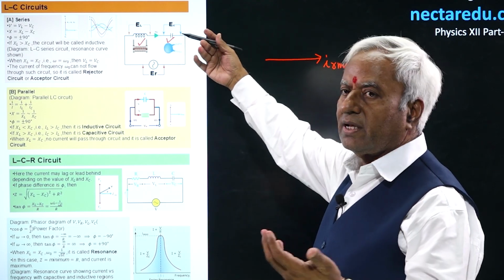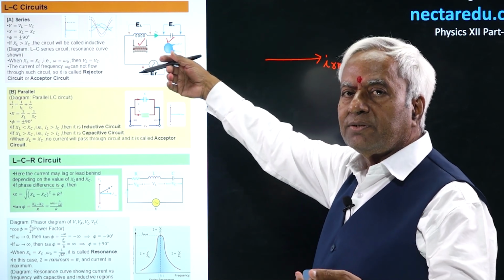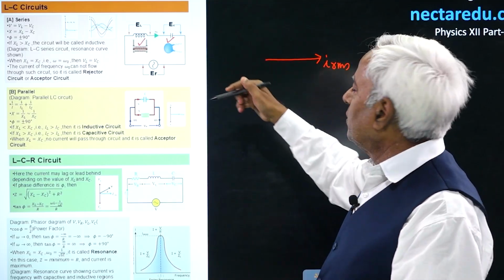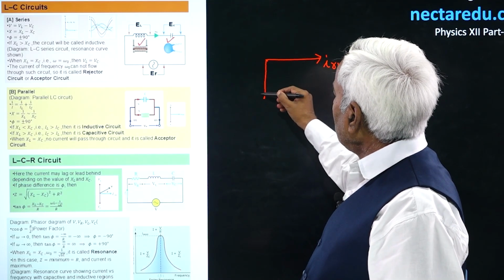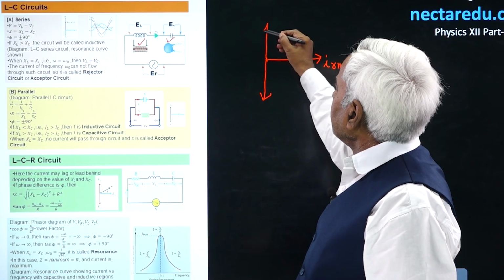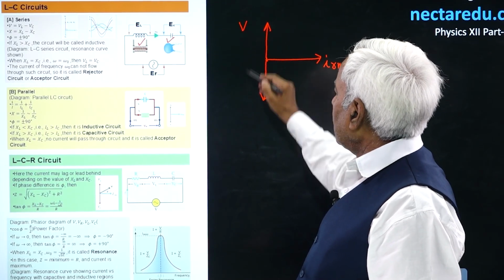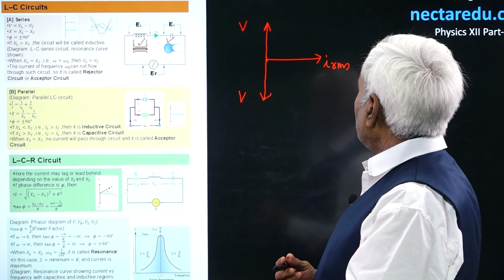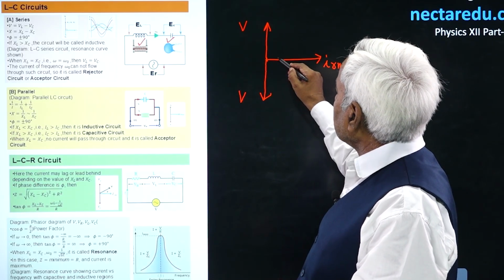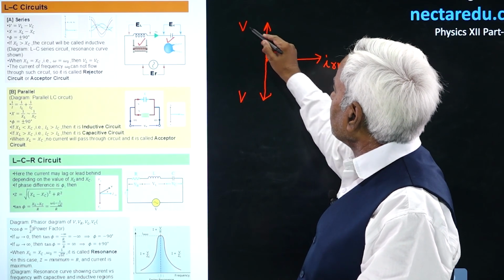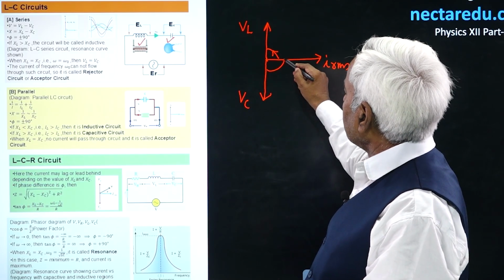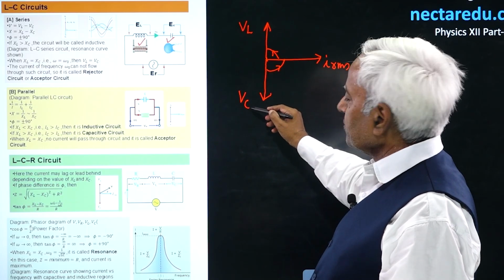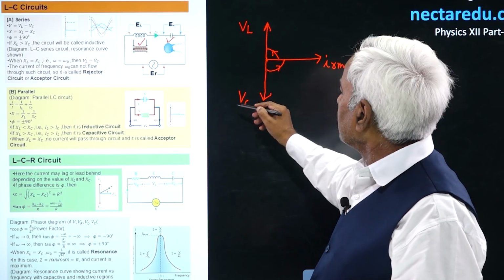L and C are both in series, so the current is going to be the same in both. What is going to be different is the voltage. Voltage will be either 90-degree lagging or 90-degree leading. In the coil, current lags behind, that means this is VL, and in the condenser, current leads ahead. That's why this is going to be the voltage in the condenser.